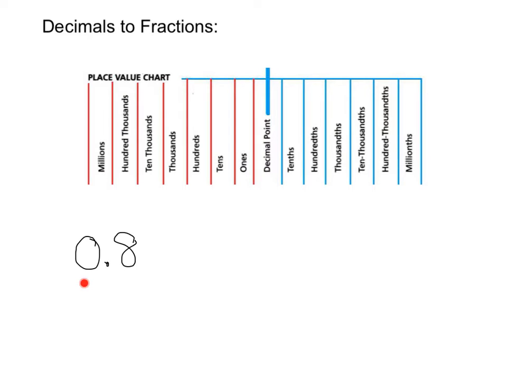Here we have 0.8. The 8 is in the place right after the decimal. As you remember, this is the tenths place. So this decimal is 0 and 8 tenths. So we can write this as the fraction 8 tenths, or 8 over 10. So we just converted the decimal to a fraction.